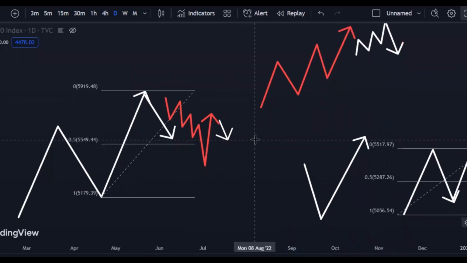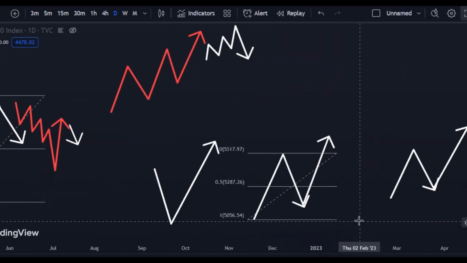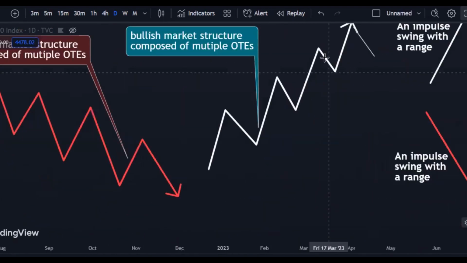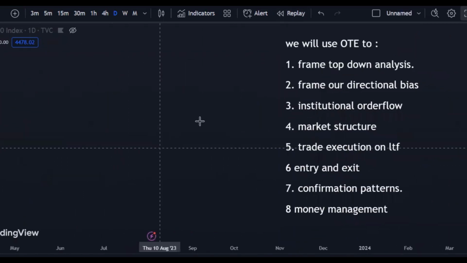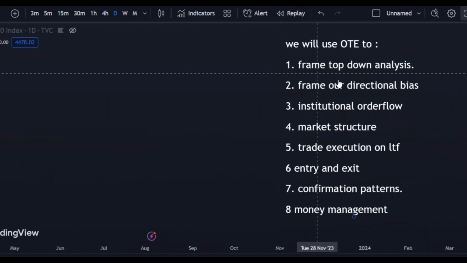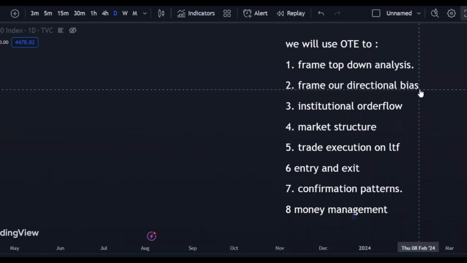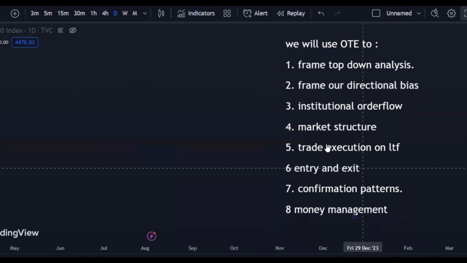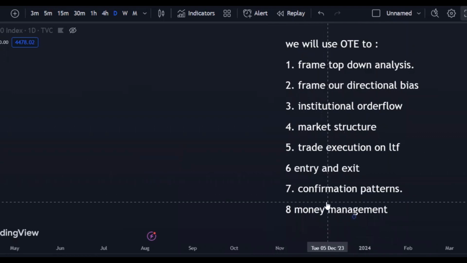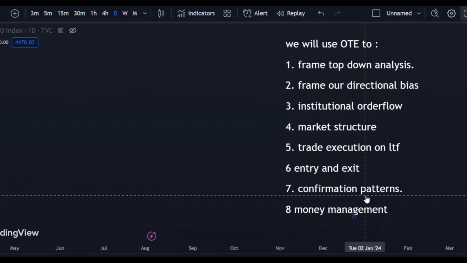So we just finished everything I just explained. Look, I don't want to waste much of your time, guys. I just want to save your time and then show you guys how powerful this technique is. You see, top-down time frame analysis, we just did that. Directional bias, we just did that. Institutional order flow, we just did that. Market structure, we just did that. Now trade execution and entry and exit confirmation pattern, that's where we started from, the entry. So next is money management.